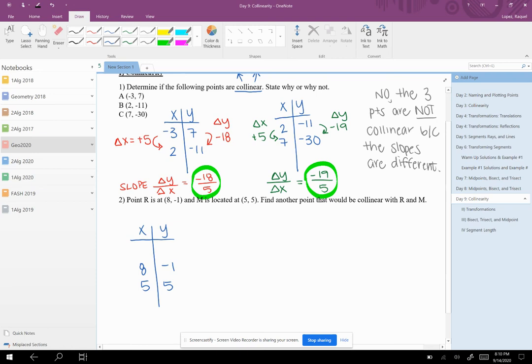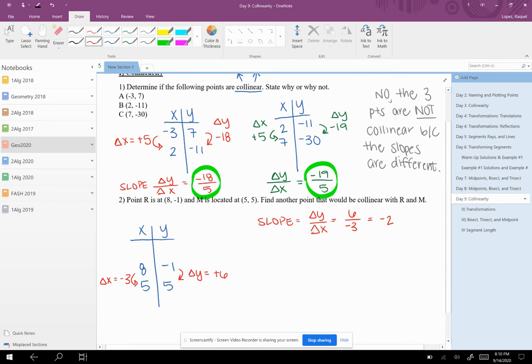Remember, in order for points to be collinear, they need to have the same slope. So let me find out what my slope is here. Let's find out my change in y. To go from -1 to +5, I'm going up 6. And here, my change in x, to go from 8 to 5, I went down 3. Okay, so my slope is change in y over change in x. Are you guys sick of hearing me say that? Change in y over change in x is 6 over -3. And if you simplify that, it turns into -2.